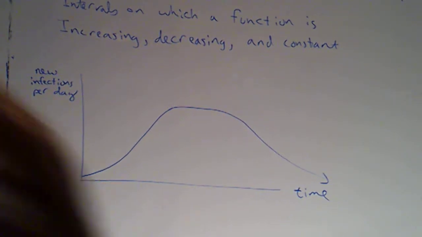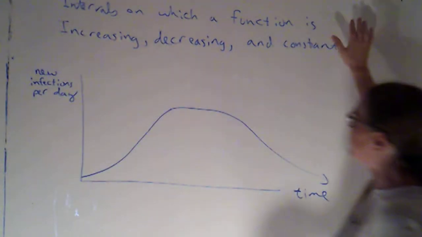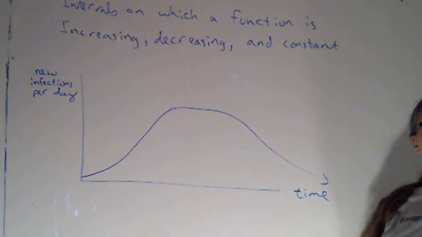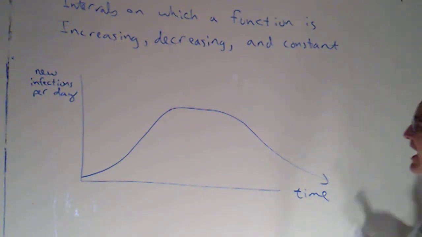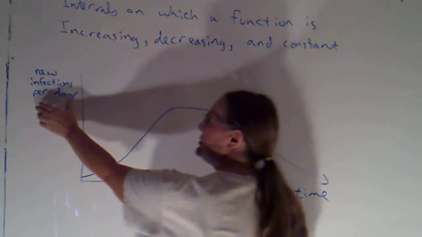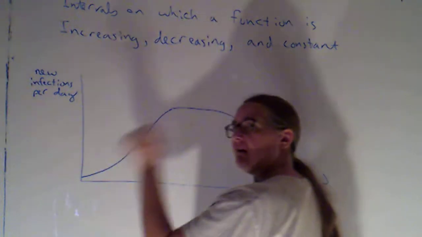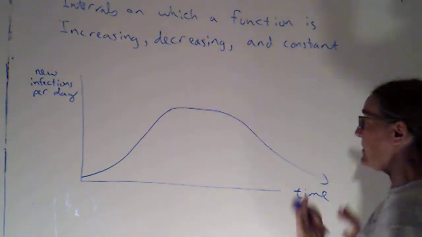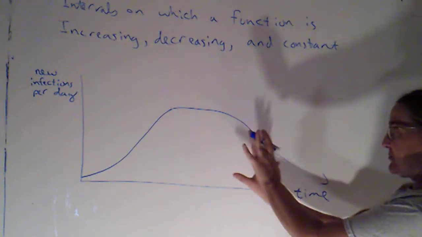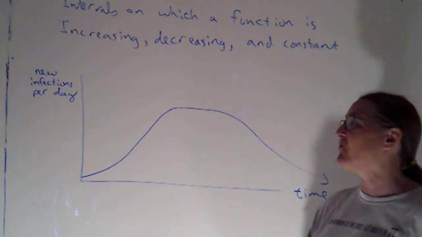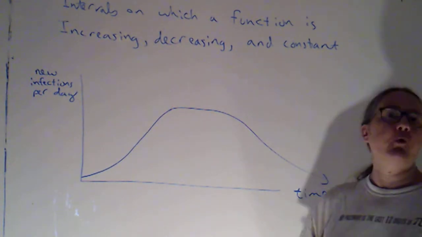The next thing we're going to take a look at is intervals on which a function is increasing, decreasing, and constant. And so I've actually put up a graph here that would be rather relevant to us right now. I've put time on the horizontal axis, and new infections per day on the vertical axis, talking here about COVID-19. Okay. I've just made up this graph. I'm not claiming that this represents any particular area, but you've certainly seen plenty of curves like this if you've been watching the news.